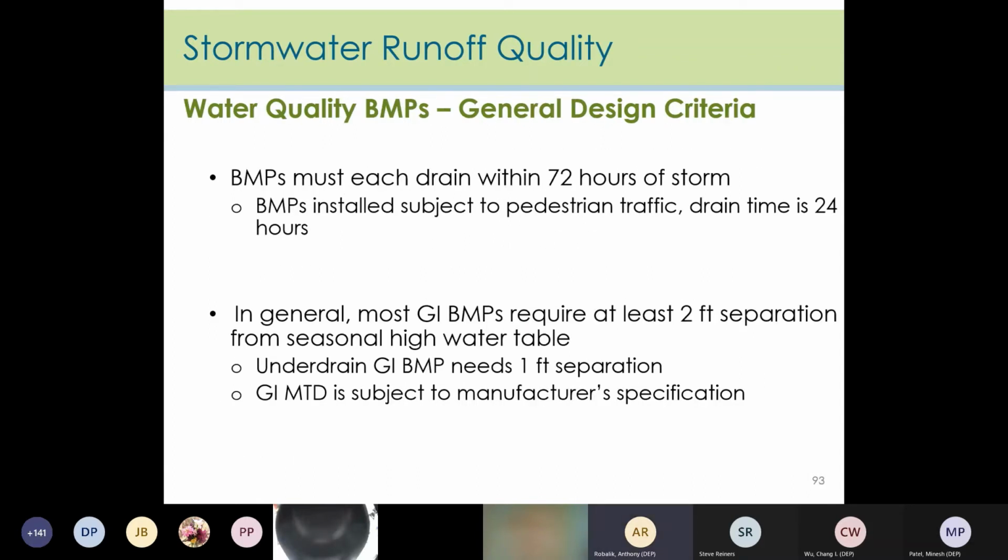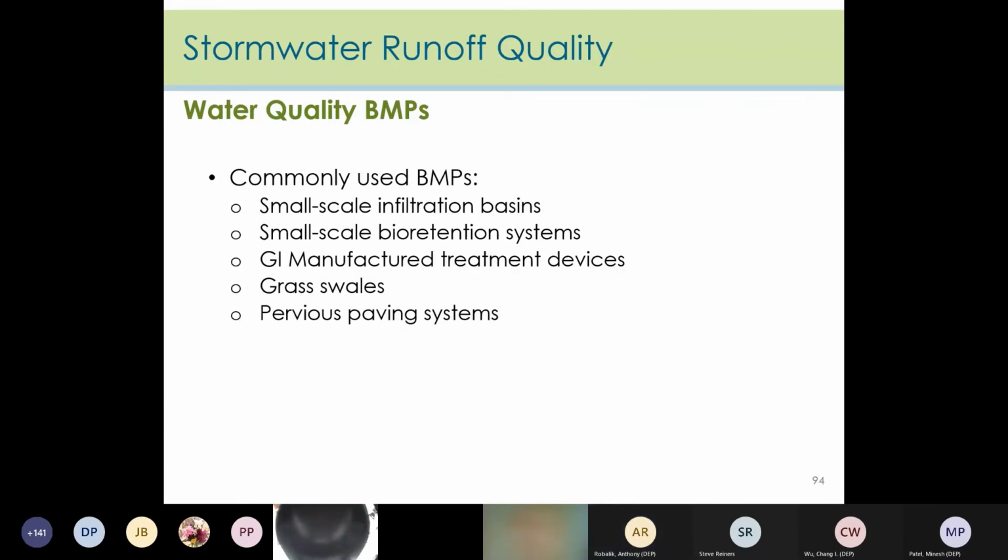So there are some general design criteria that apply to all water quality BMPs. All BMPs must drain down in 72 hours unless they're designed as water features. All infiltrating BMPs must have a minimum 2-foot separation from the seasonal high groundwater elevation, and underdrain GI BMPs must have a 1-foot separation. Here are the most commonly used water quality BMPs.